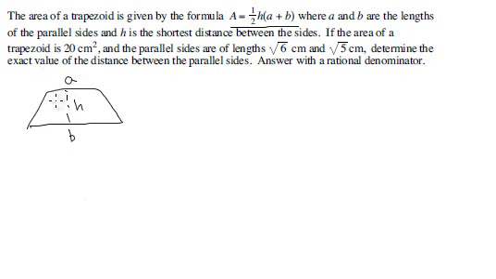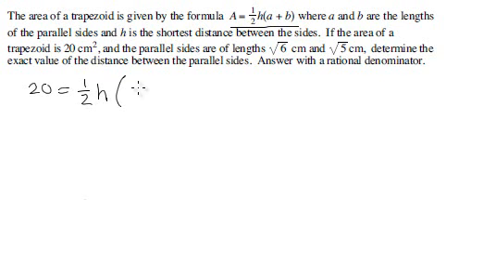It doesn't really matter which one's which. You're adding them together anyway. So, let's clear that out of there. We're going to need all our space, I suspect. They say the area is 20, and that would have come from 1/2 times an h, which we don't know, and then a plus b, which are root 6 and root 5.